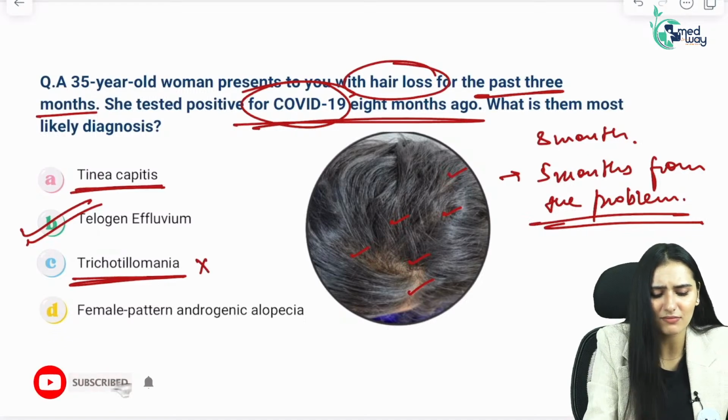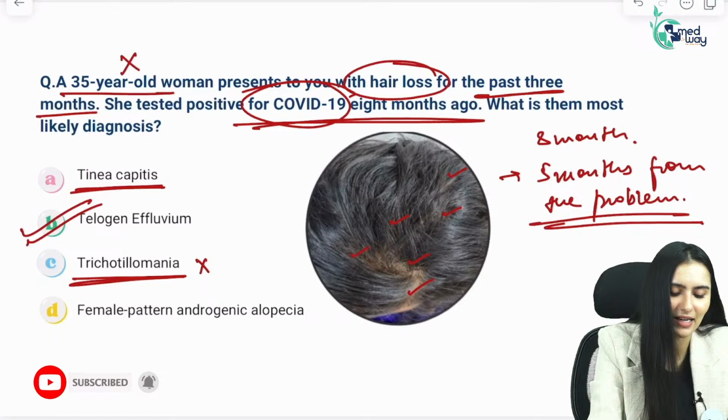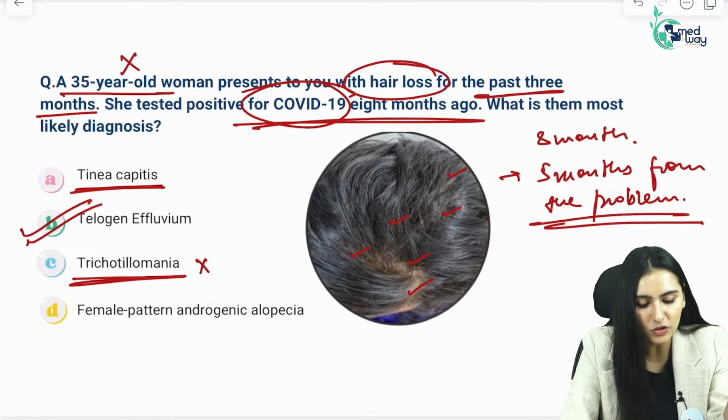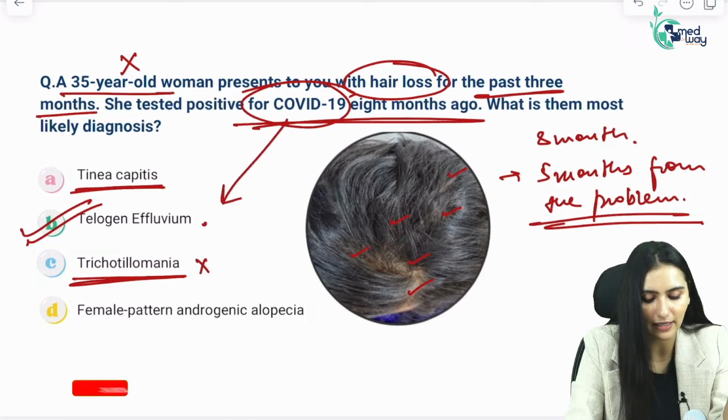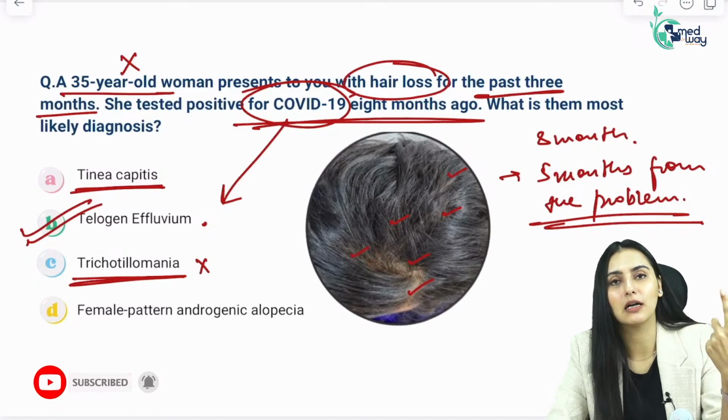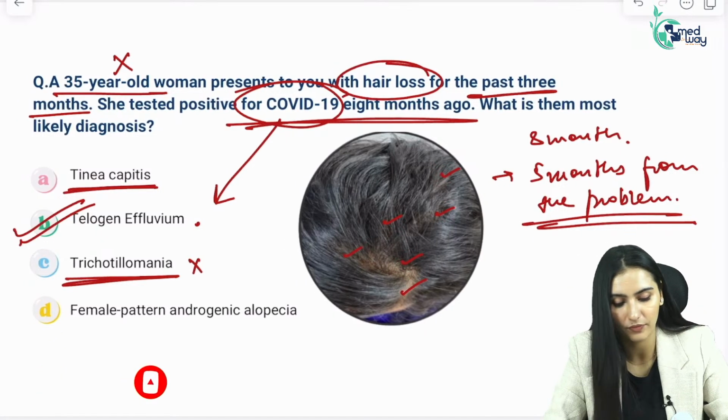Tinea capitis, 35-year-old, very unlikely to have tinea capitis. Tinea capitis patient will be a young child. Okay. Telogen effluvium, why? Because there was COVID-19. The history of COVID-19, which is an acute illness, after which the patient started losing hair. That is telogen effluvium because of stress.